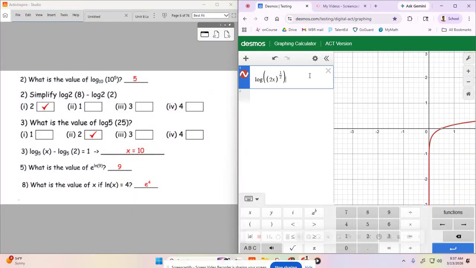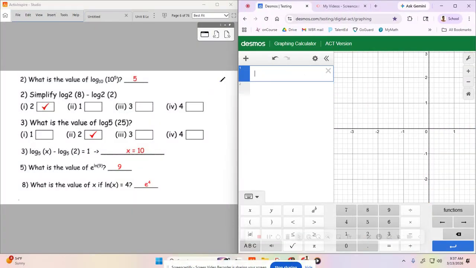These are just simple evaluations with logs. Log, I'm going to subscript by shift minus, log 10, and then arrow out of that, in parentheses, 10 to the 5th. And I get 5 as the answer. So I don't have to know what any of this means, honestly. I just have to be able to type it into Desmos.